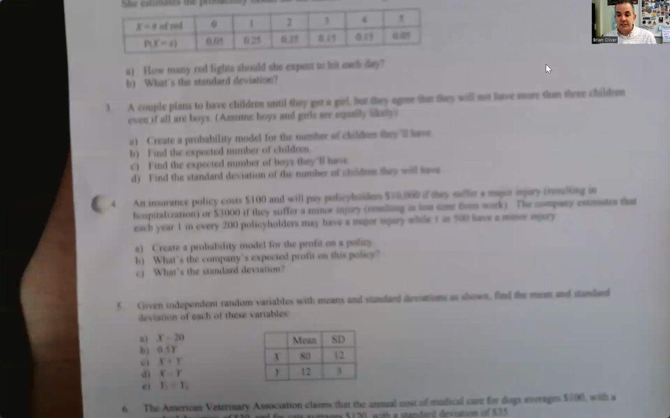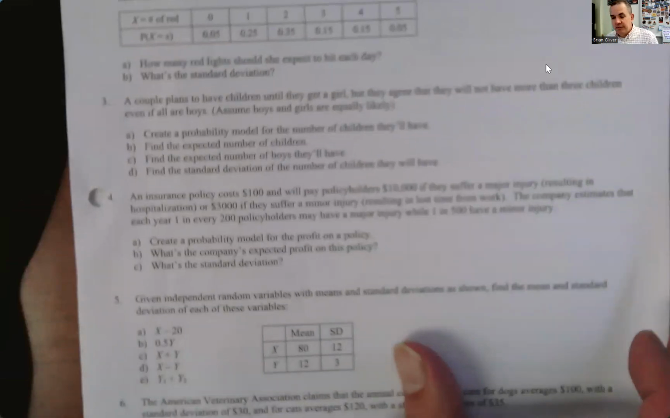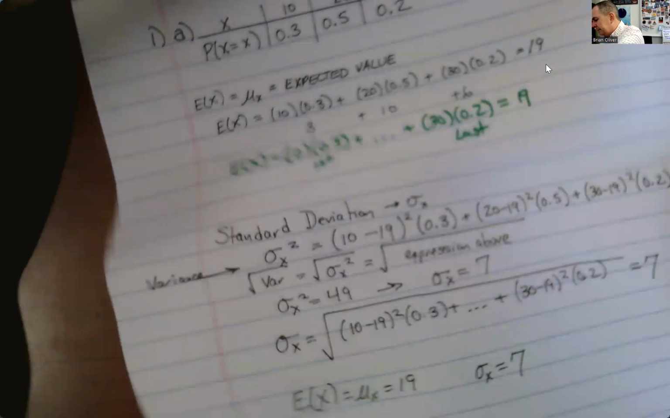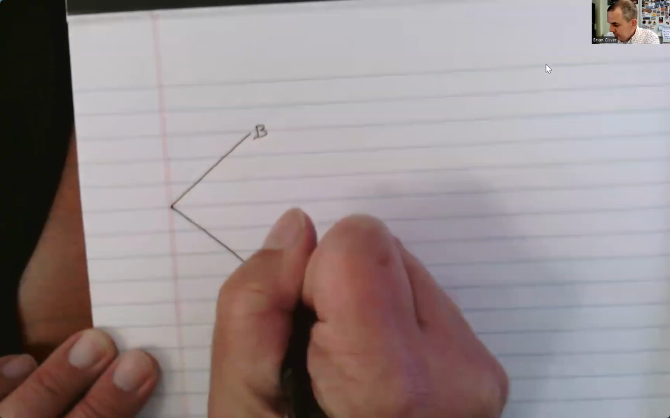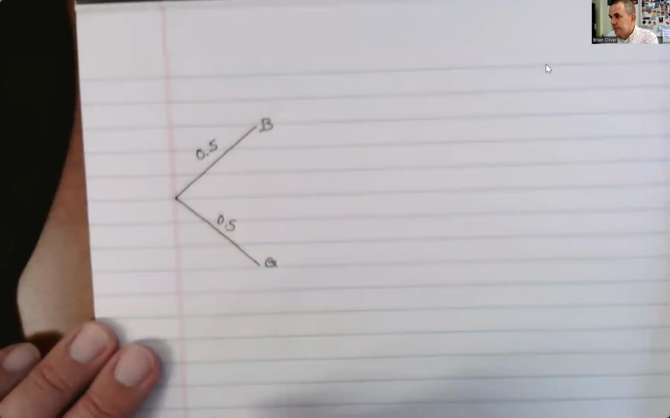In this case, if we look at this, we didn't get a distribution model. So what we need to do is make a distribution model. This is a family that's going to have up to 3 kids. If you think about it, I'll make a tree diagram. They're going to start off with a family, and they're going to have either a boy or a girl. If each is equally likely, we're going to put 0.5 on both.